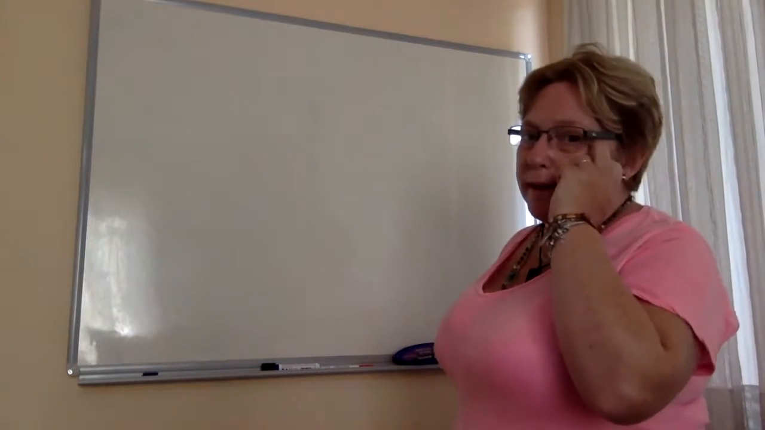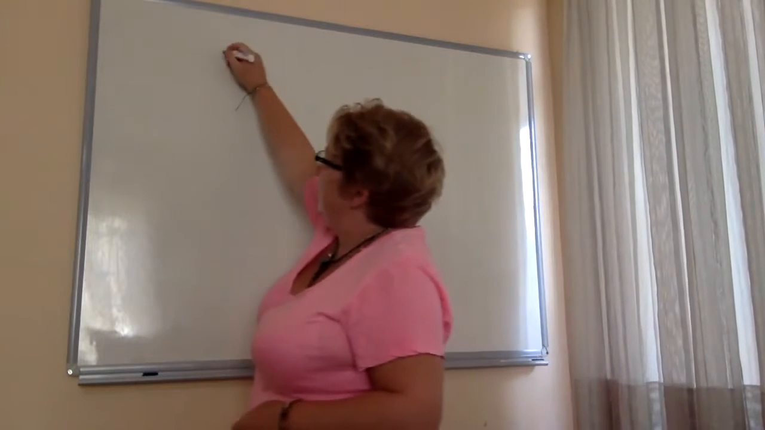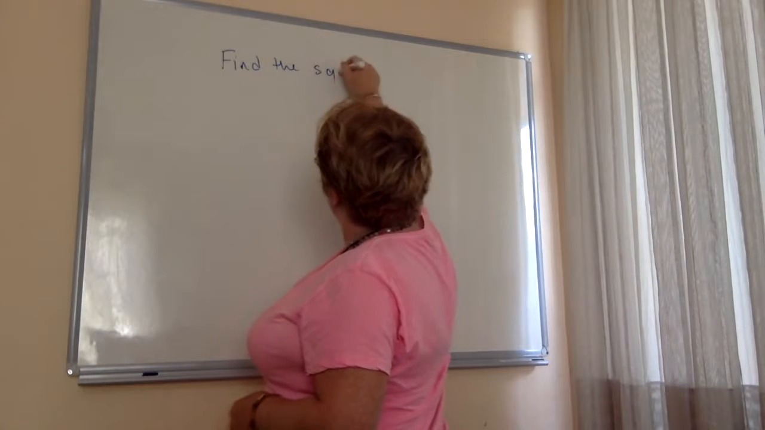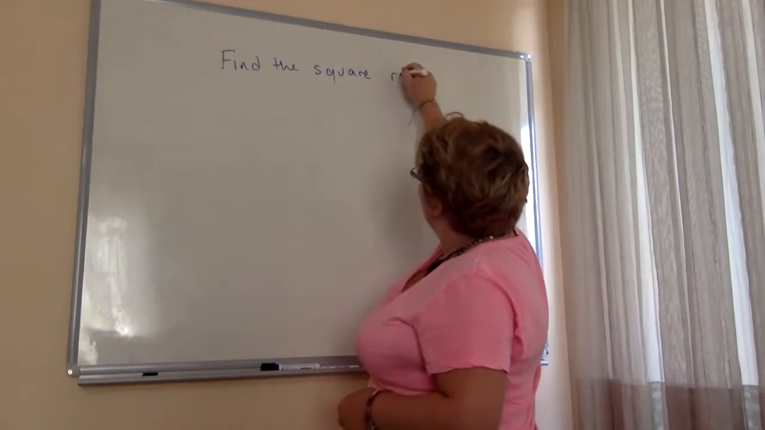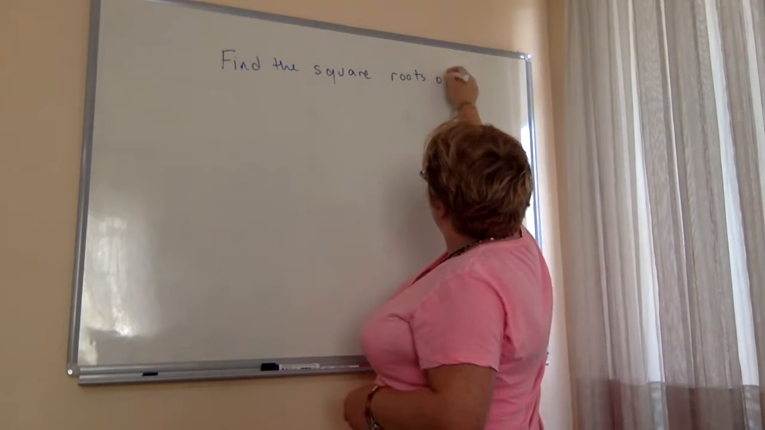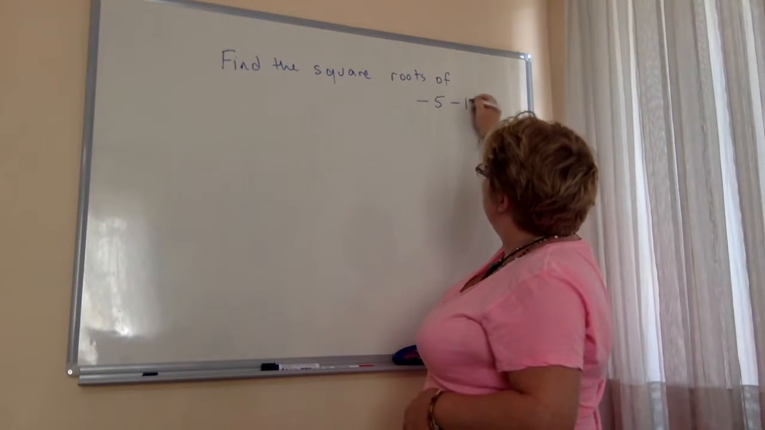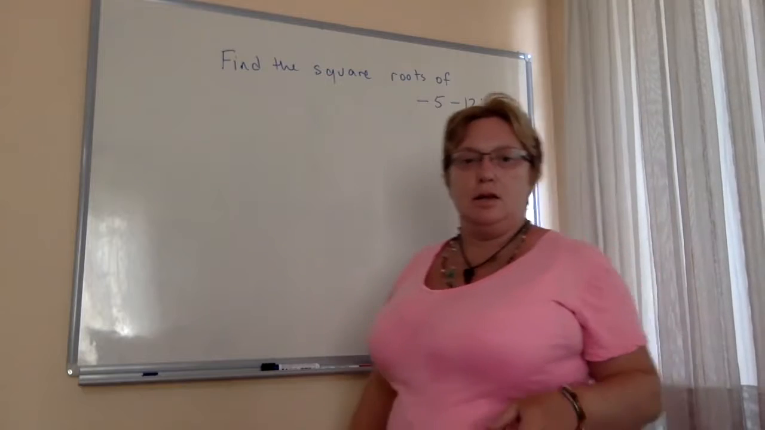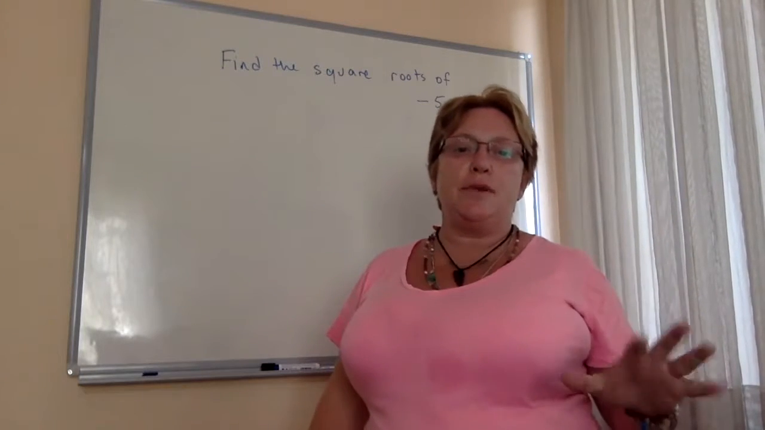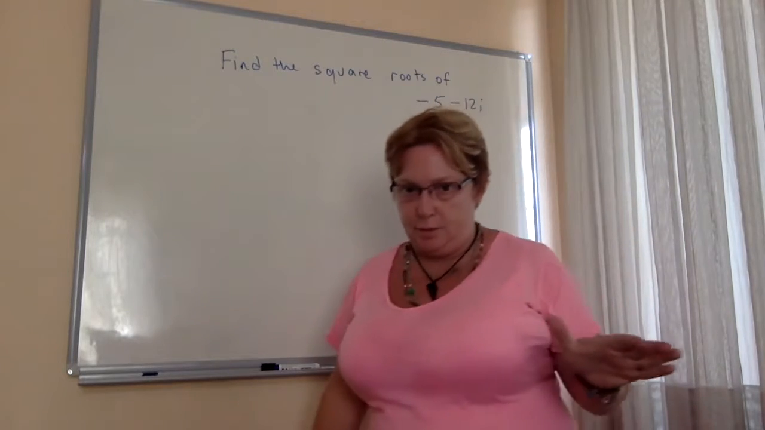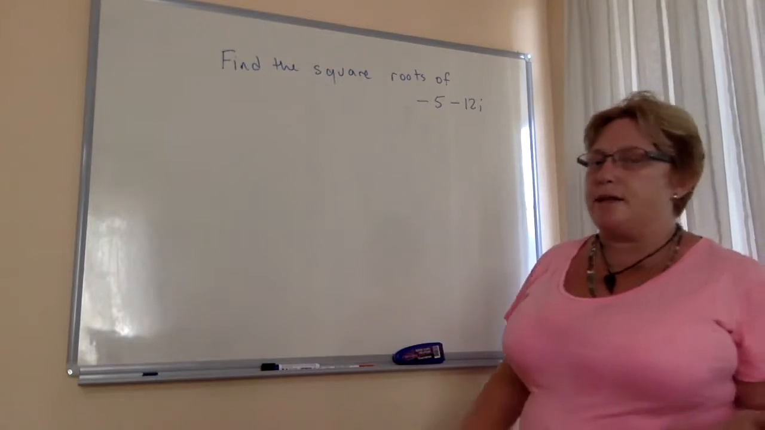Now let's do a more complicated type of problem. Let's find the square roots of -5 minus 12i. Okay, I'm going to use all these things that we've talked about so far with this question about a complex number, its real part and imaginary part.